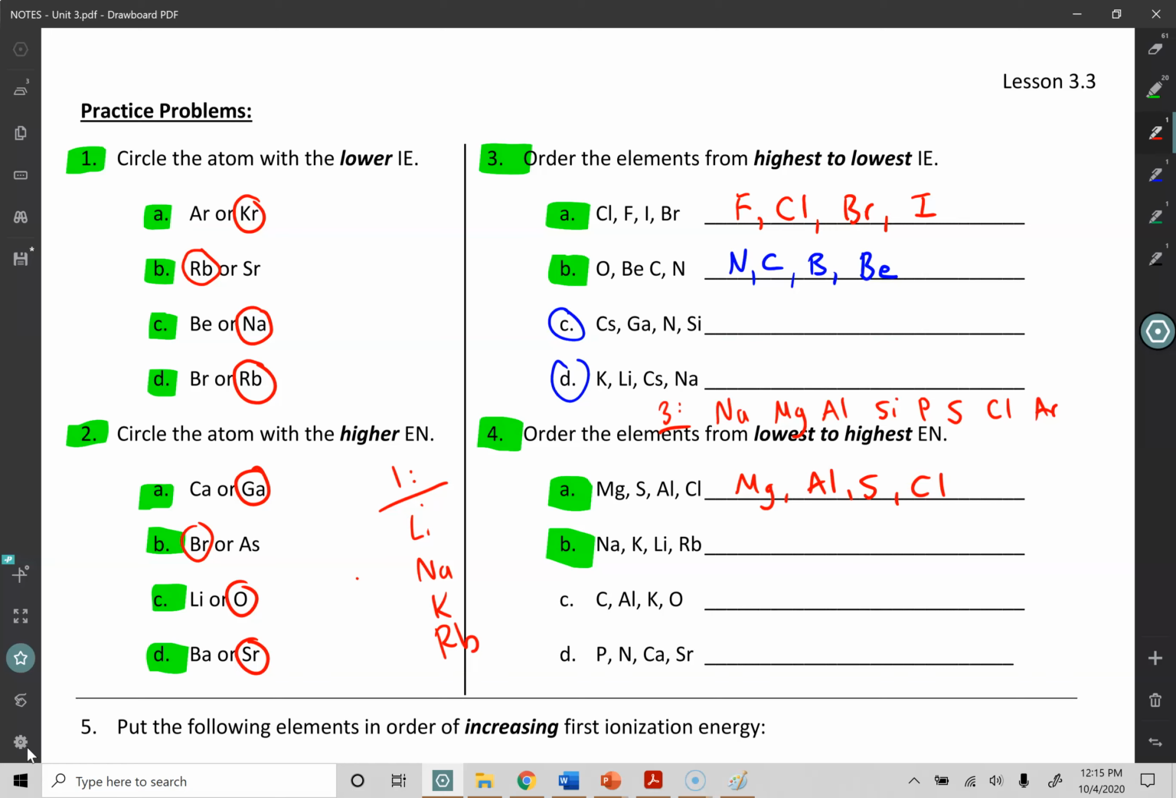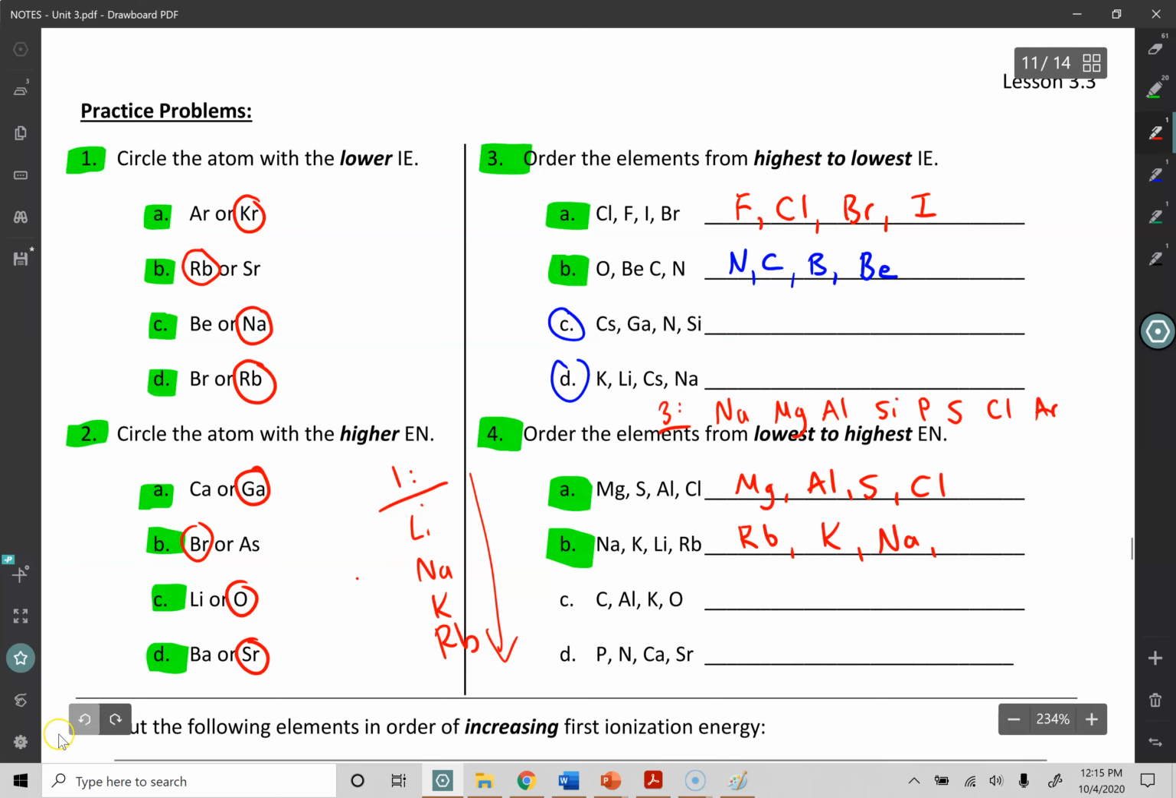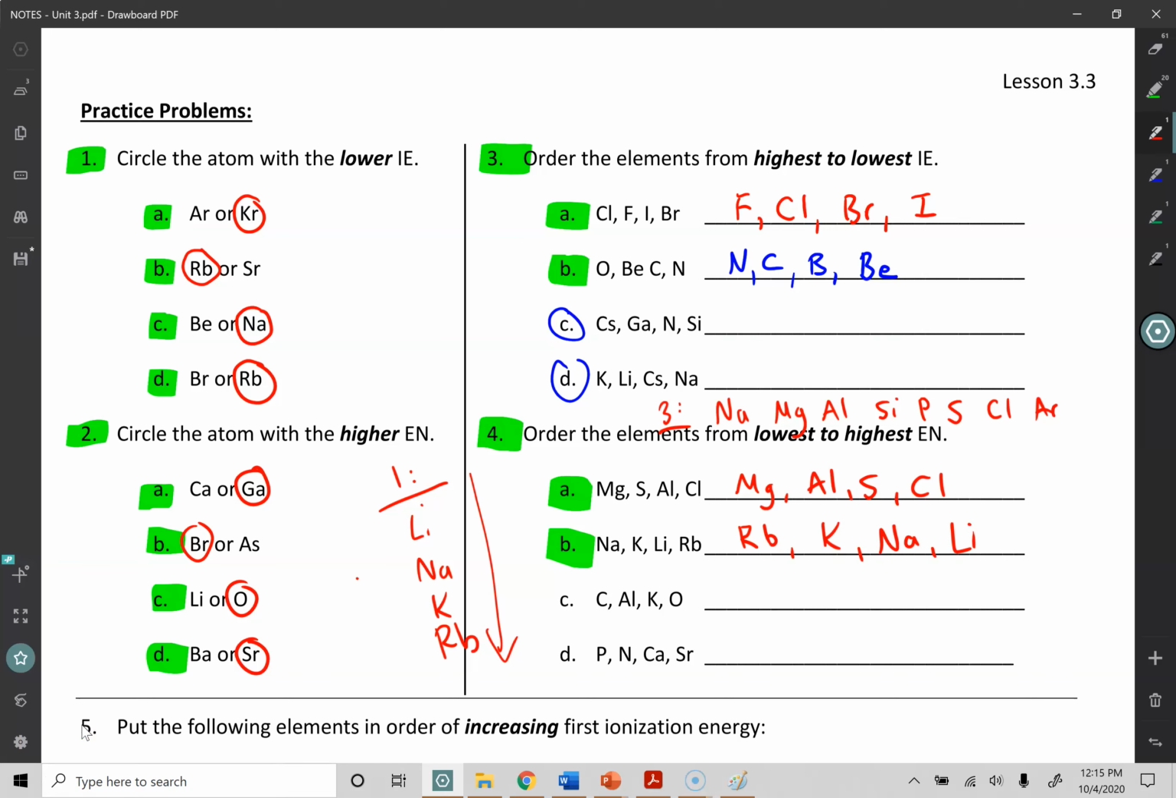In 4b, sodium, potassium, lithium, and rubidium are all in the same vertical column. They're in the same group. Electronegativity decreases as you go from the top of the group to the bottom of the group. So our lowest electronegativity will be rubidium, followed by potassium, then sodium, and lithium should have the highest electronegativity of that group of elements. As always, try out C and D on your own and check your work against the answer key.